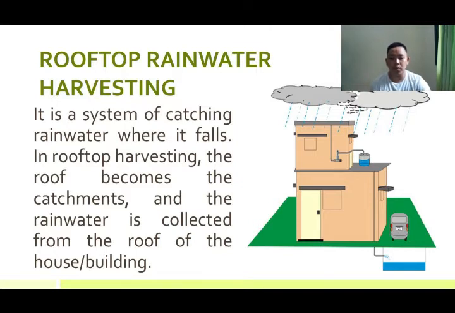It is a system of catching rainwater where it falls. In rooftop harvesting, the roof becomes the catchment and the rainwater is collected from the roof of the house or building. Yung tubig ulan na tumatama sa mga bubong natin, pinokolekta para yun yung magamit natin.